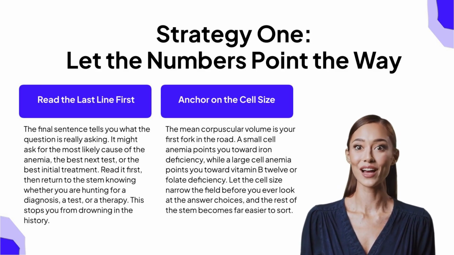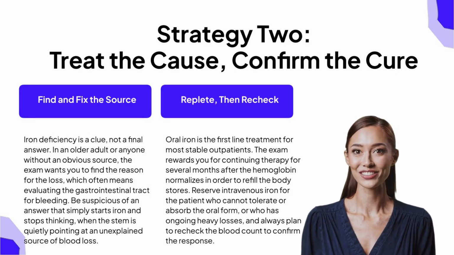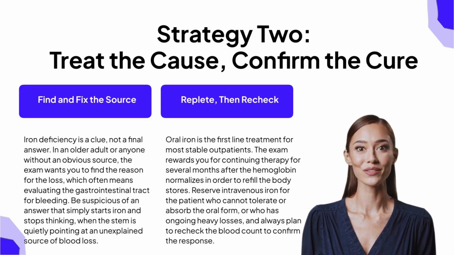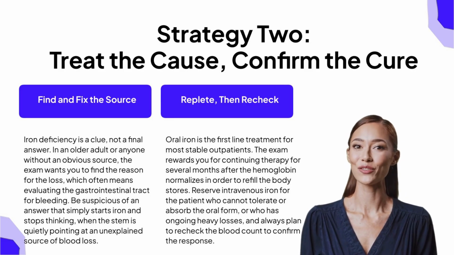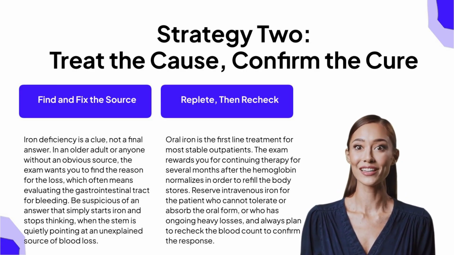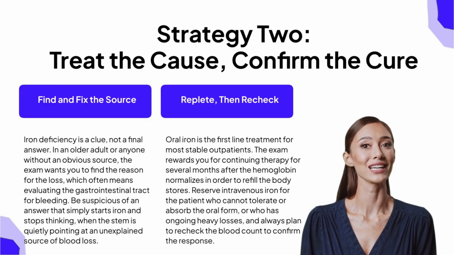For the fine detail of how each index behaves, lean on the anemia chapter of your review resource and your question bank explanations. Strategy 2 is to treat the cause and then confirm the cure, because iron deficiency questions punish tunnel vision. First, find and fix the source. Iron deficiency is a clue, not the end of the story. In an older adult, or in anyone without an obvious reason like heavy menstrual bleeding, the exam wants you to evaluate the gastrointestinal tract for occult bleeding. Be suspicious of any answer that just starts iron when the stem is hinting at an unexplained source of blood loss.